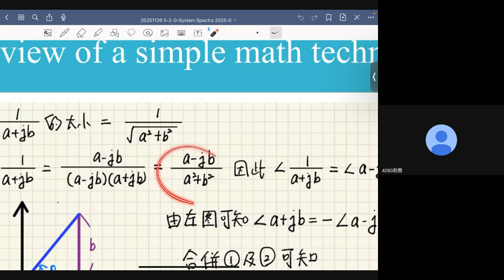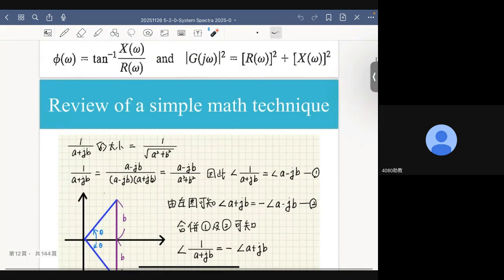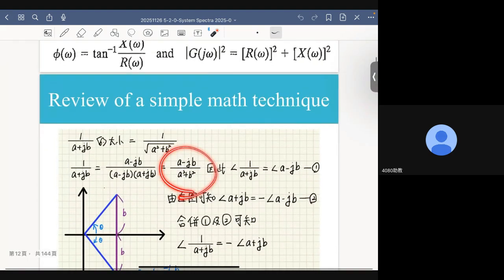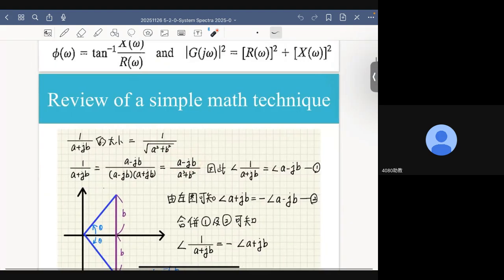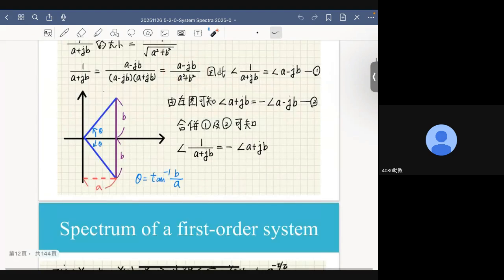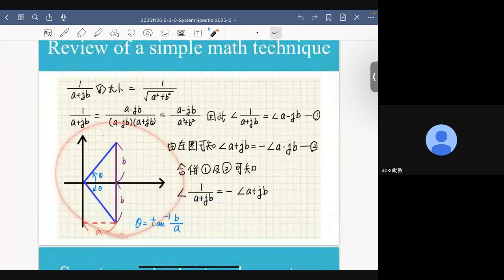And in this case, when we look at an angle, the angle is actually determined by the numerator, because the denominator is nothing but a number. It only has a real number, so it has nothing to do with the angle. And this angle, what is this angle? Let's look at this figure.